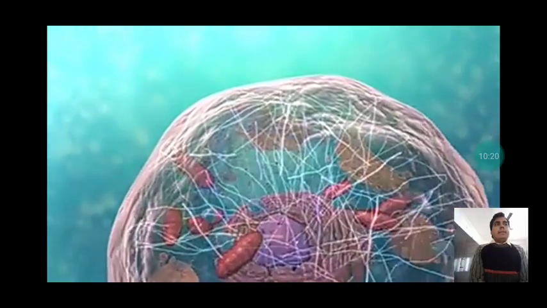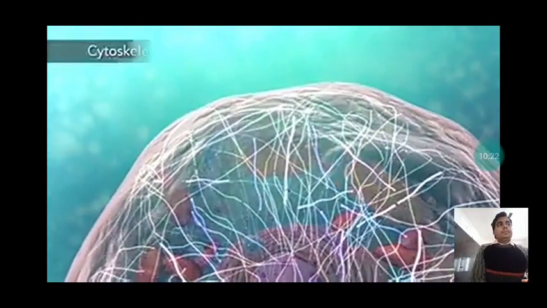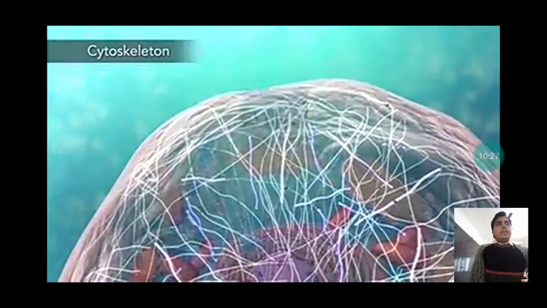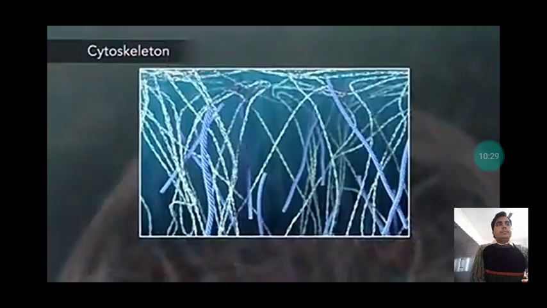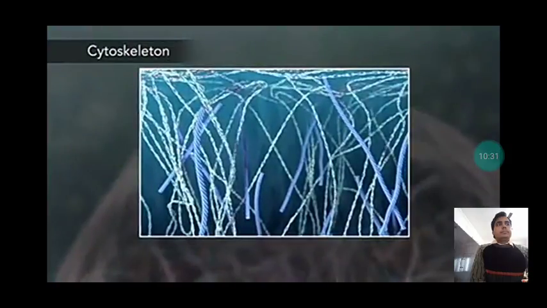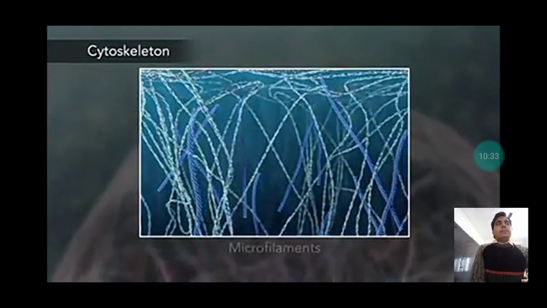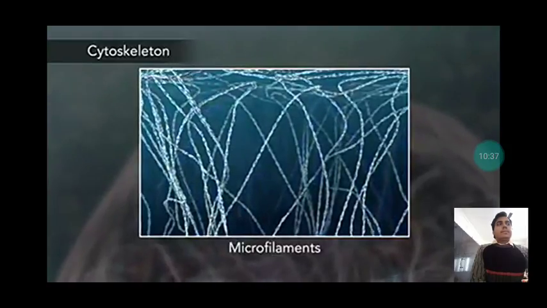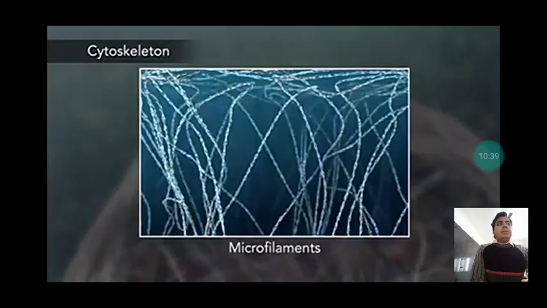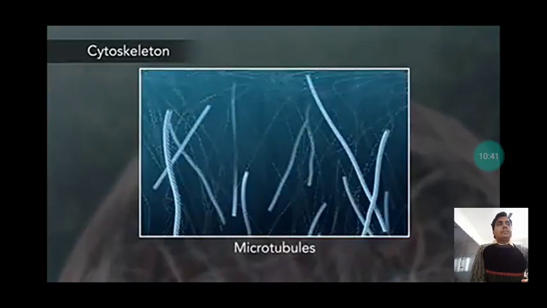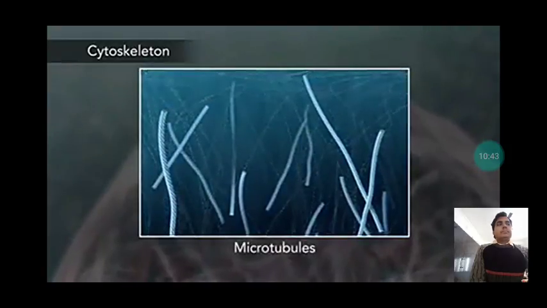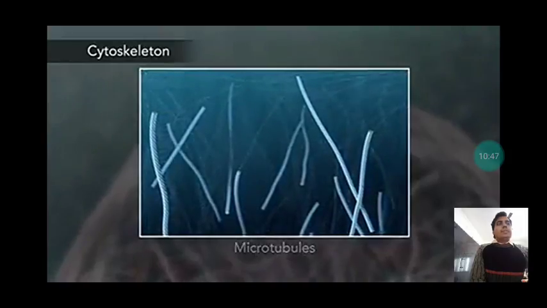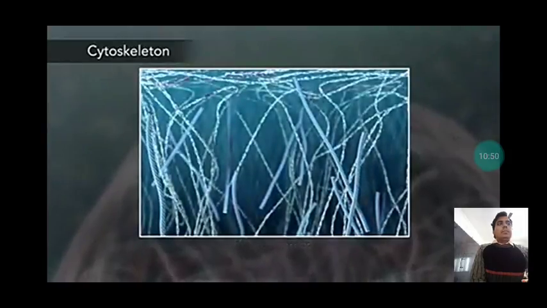Meanwhile, the cell maintains its shape through the cytoskeleton. The cytoskeleton includes the thread-like microfilaments, which are made of protein, and the microtubules, which are thin hollow tubes.